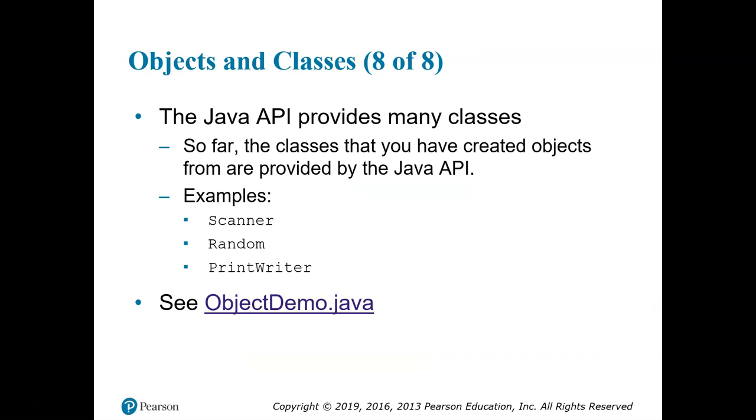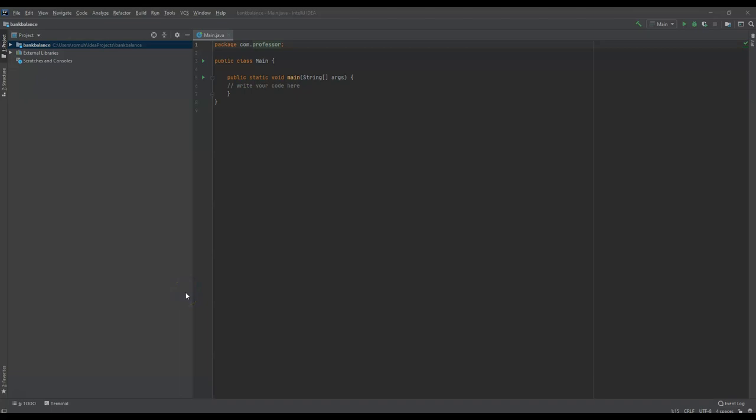The Java API provides plenty of built-in classes. In this lesson, we are going to create our own class named Money that will, for now, add money to the bank account balance. All right, so what we have here, we're in IntelliJ IDEA.